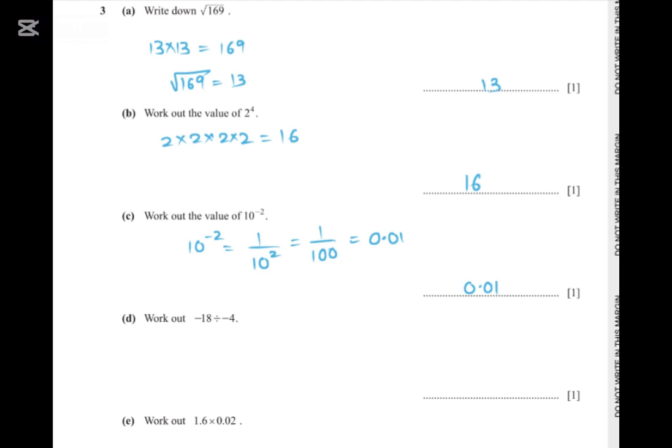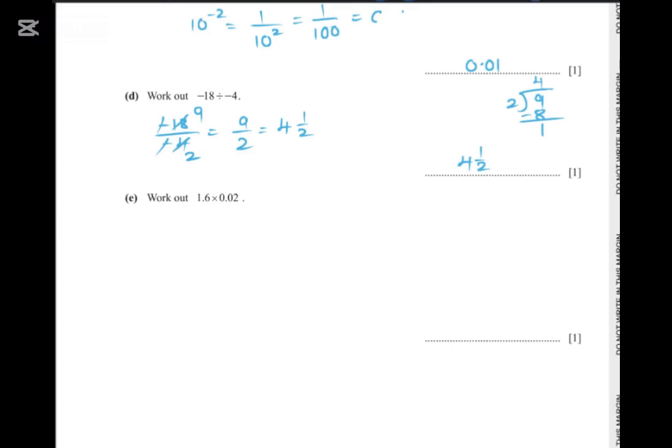Question number D. Work out minus 18 divided by minus 4. So minus 18 by minus 4, the negative signs will cancel. 2 2s are 4, 2 9s are 18, so it is 9 by 2. 9 by 2 can be written as a mixed number by doing division. 2 4s are 8, 9 minus 8 is 1. So it is 4 1 by 2, or 4.5 you can also write.